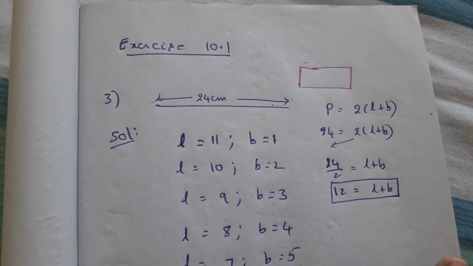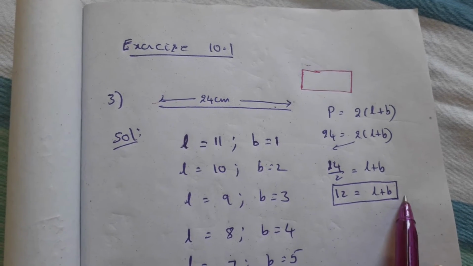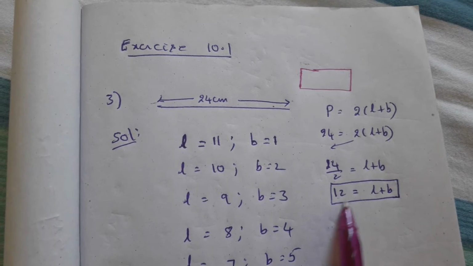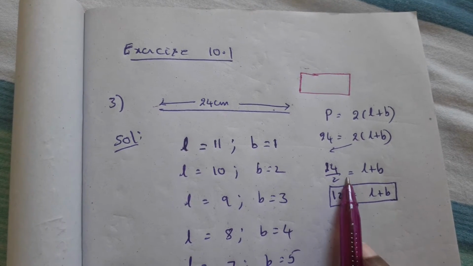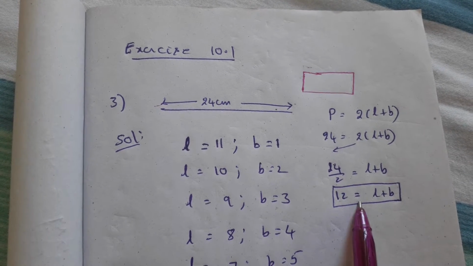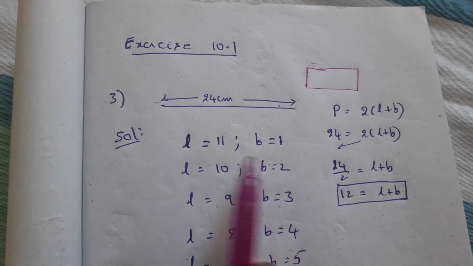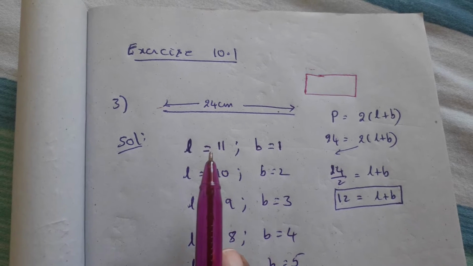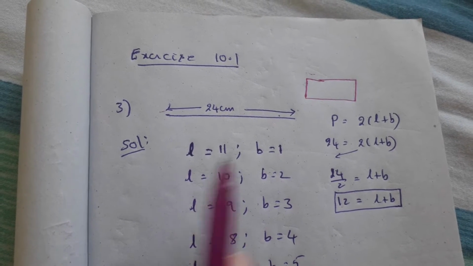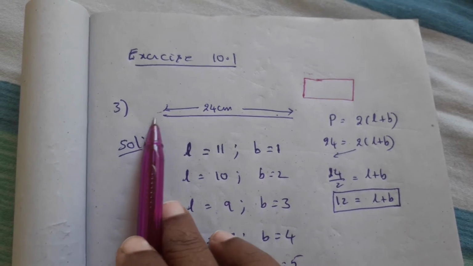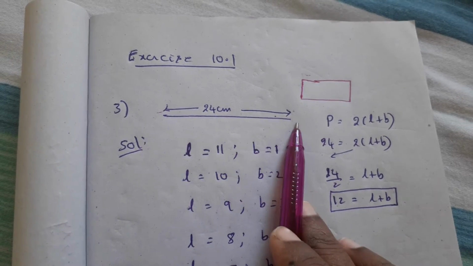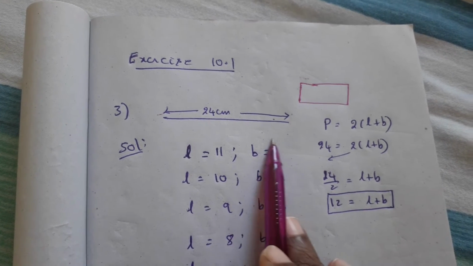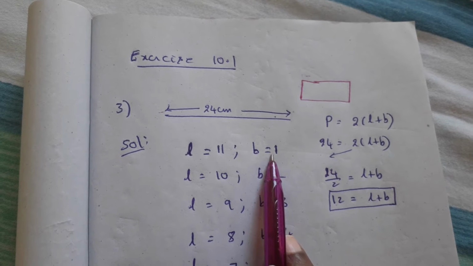Now what is the condition? You can make different rectangles such that the length plus breadth must be 12. It should not be less than this, it should not be greater than this, it should be exactly equal to 12. So now suppose I say length is 12. Can you have a rectangle with breadth 0? No, it is not possible. It will be just like a straight line, right? So to make a rectangle, neither B nor L can be equal to 0.